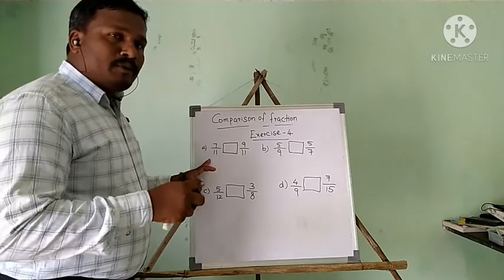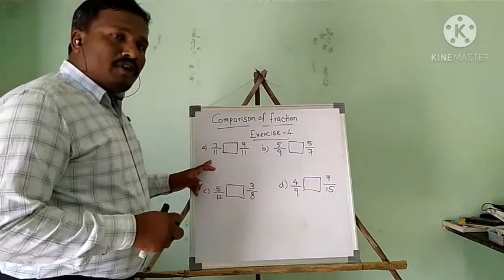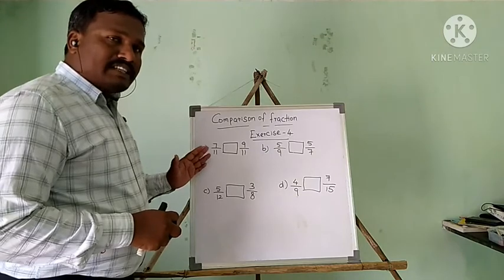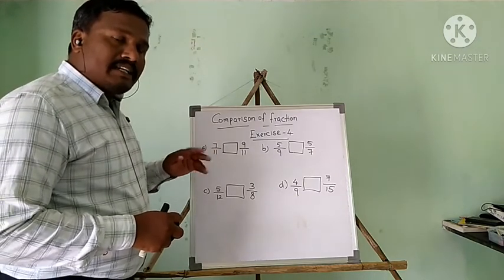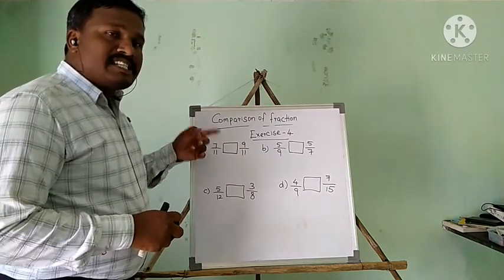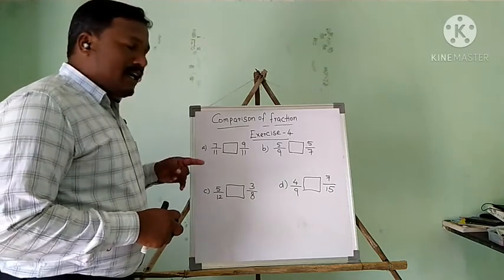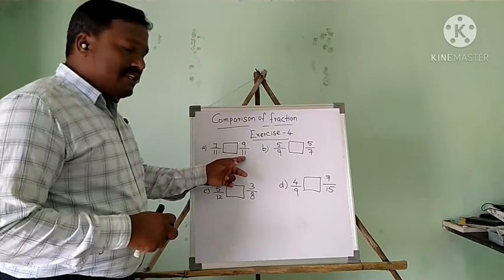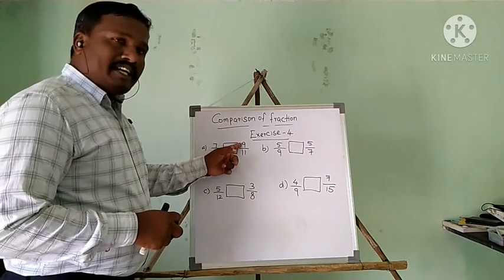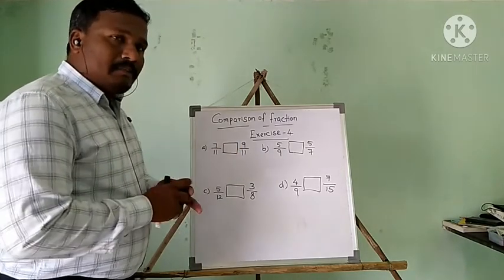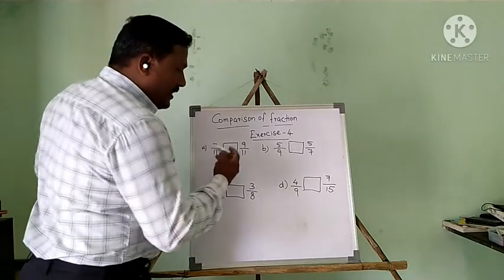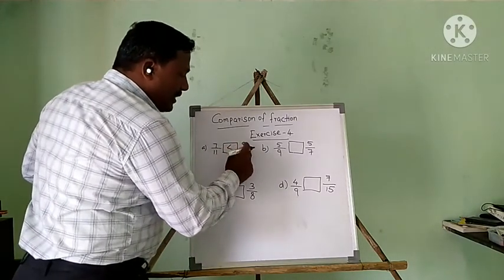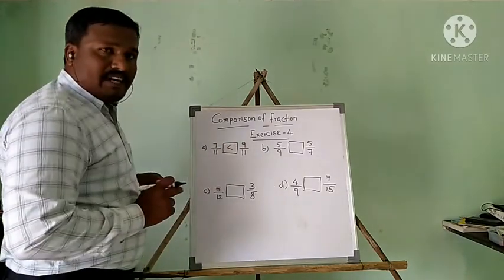If you see in your book, there are two rules. Rule 1: if two fractions have the same denominator, the greater numerator is greater. As per rule 1, if you see 7 by 11, 9 upon 11, the greater numerator is 9. So this is the bigger. So I will put the less than symbol. So 9 by 11 is bigger than 7 by 11.